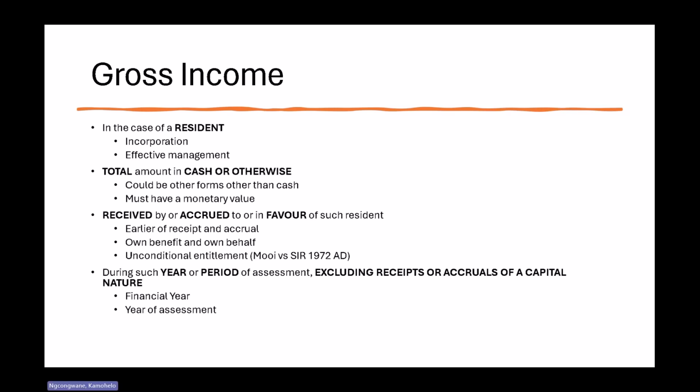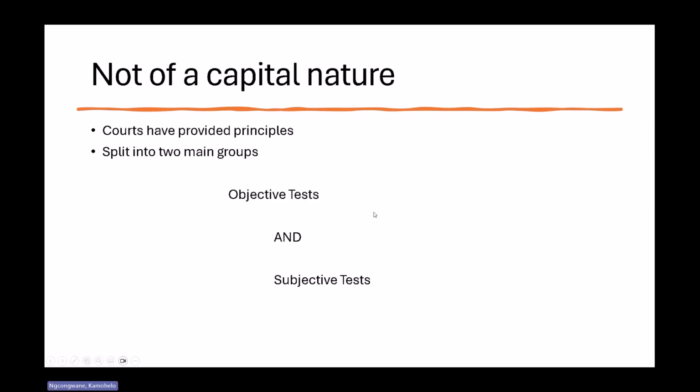We've gone through that thought process. We've gone through the tests that are applied to determine whether something is of a capital nature. Objective tests, those that are based in fact. Subjective tests, those are based on feelings, opinions, or thoughts. Objective tests, we can prove something based on a piece of evidence.